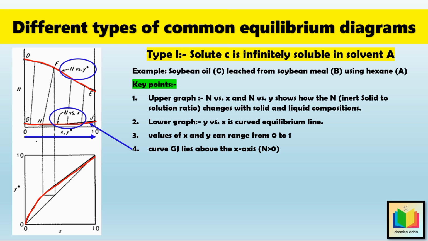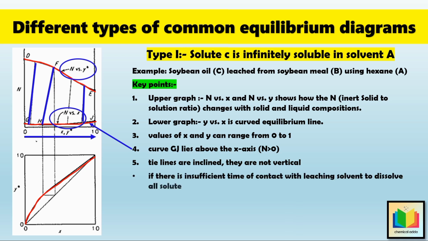Then we can see that the tie lines are inclined, and they are not vertical, which implies that X is not equal to Y star. This indicates that a non-uniform distribution of solute between the two phases occurs, which is possible if there is insufficient time of contact with the leaching solvent to dissolve all solute. Which means that if the leaching solvent doesn't get enough time to fully dissolve the solute from the solid material, then equilibrium is not reached. And because of that, the solute remains partly in the solid, making the tie lines slanted instead of vertical.